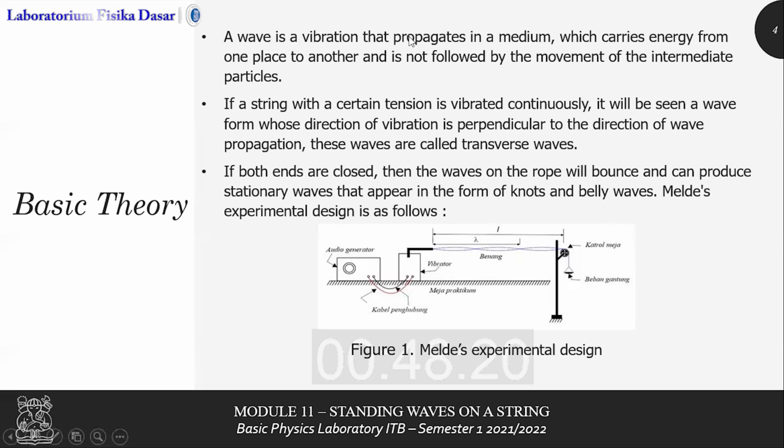A wave is a vibration that propagates in a medium, which carries energy from one place to another, and is not followed by the movement of the intermediate particles. If a string with a certain tension is vibrated continuously, it will be seen as a waveform whose direction of vibration is perpendicular to the direction of wave propagation. We call this wave a transverse wave. If both ends are closed, then the waves on the rope will bounce and can produce stationary waves that appear in the form of nodes and antinodes.